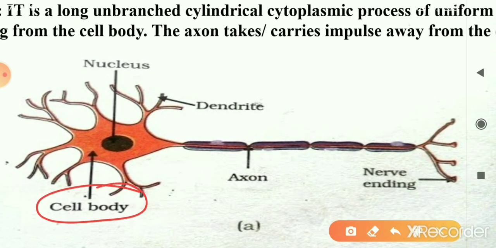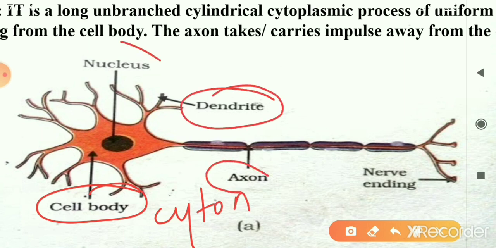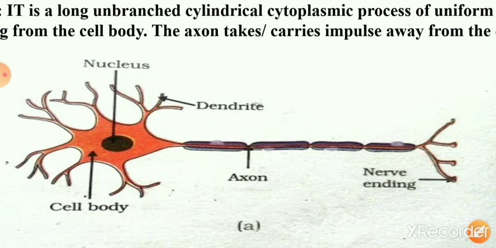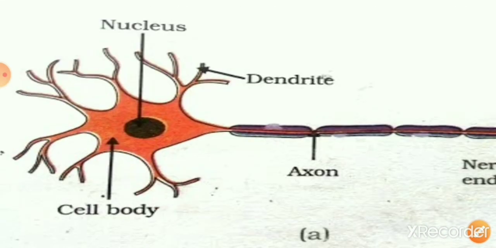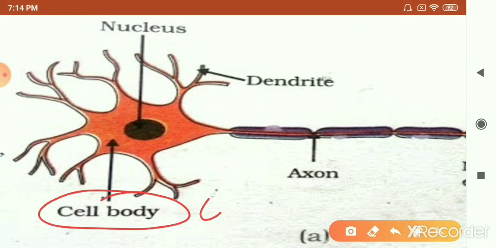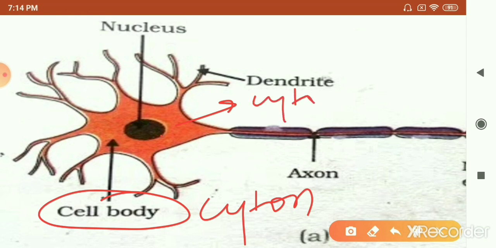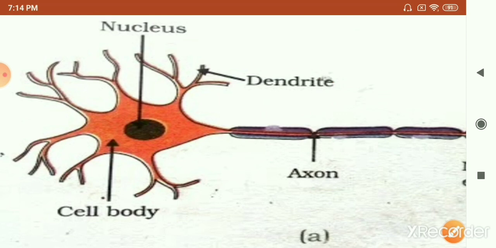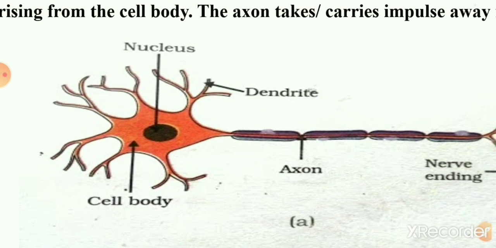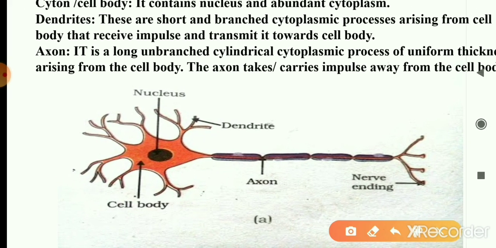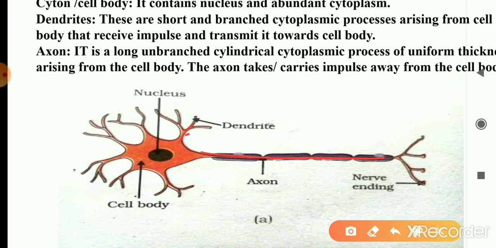Each neuron has three important parts. One is the cell body, which is also called the cyton. You've got the dendrite and the axon. So let's see what these are. Cell body or the cyton is that part of a neuron which has abundance of cytoplasm, nucleus and organelles. So that part which has lots of cytoplasm, the nucleus and the organelles, that is what is called the cyton or cell body.